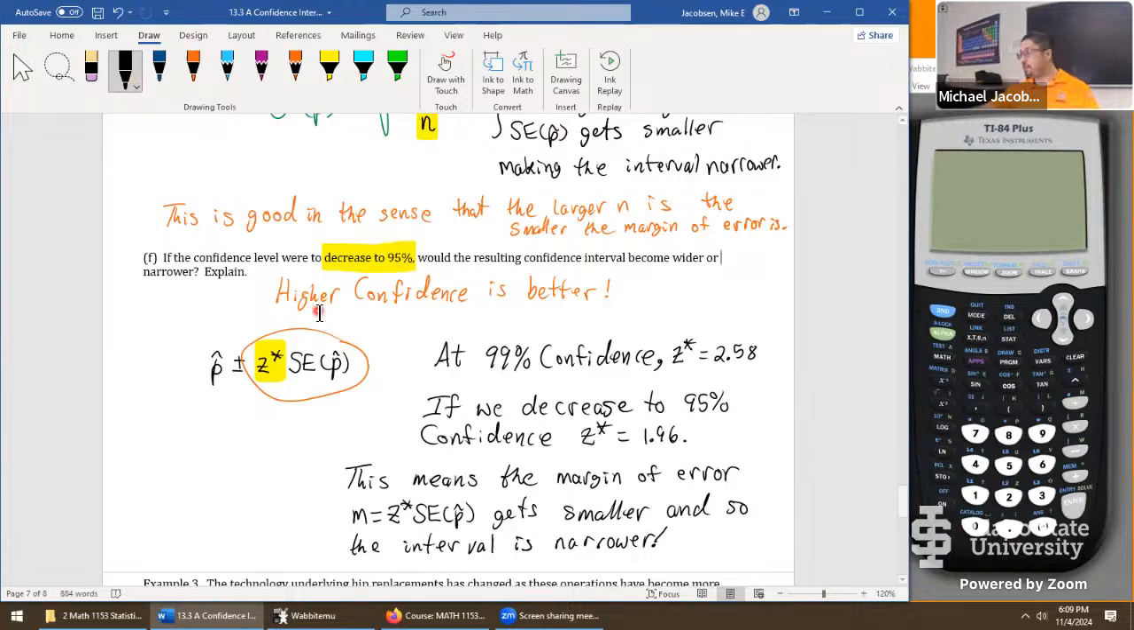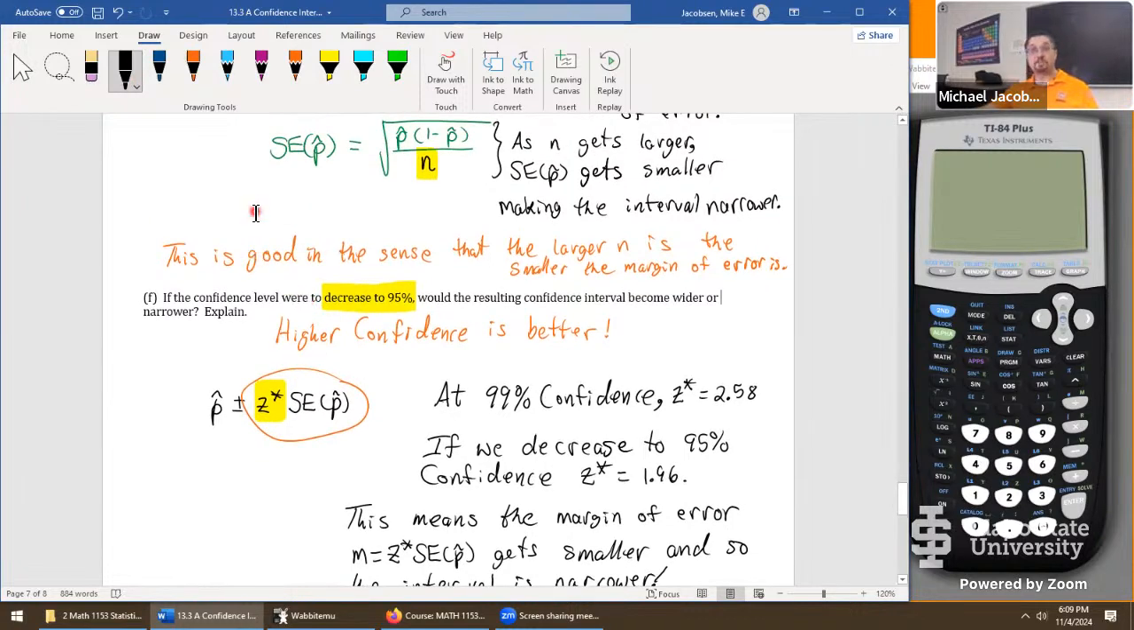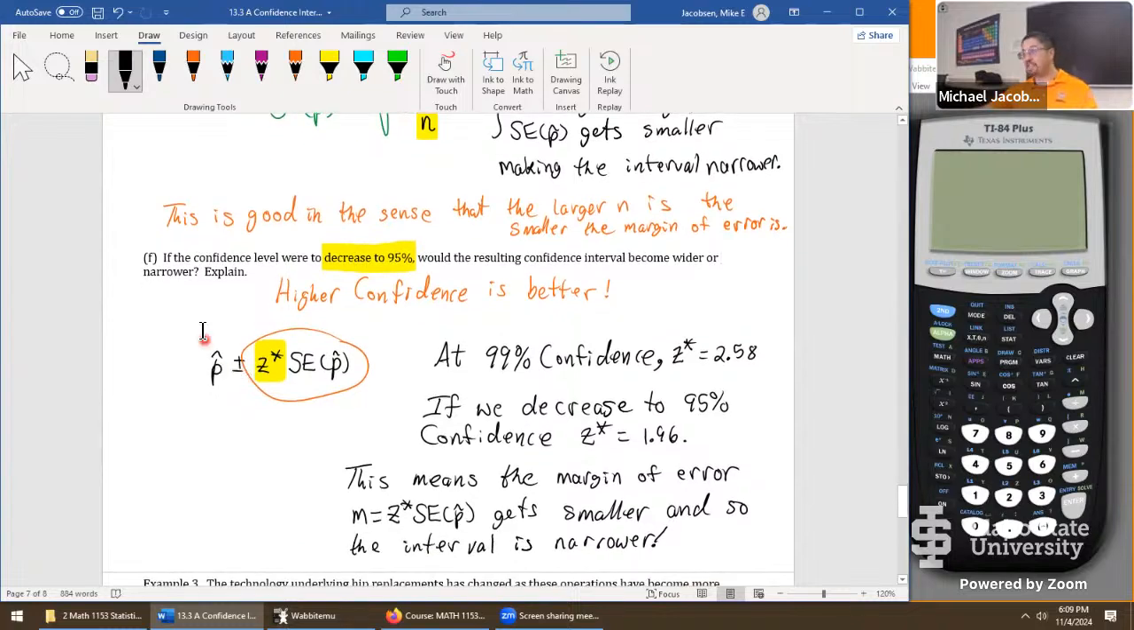Okay, well, to paraphrase everything, larger sample sizes go the way we would want. It narrows the interval, and that's what we want. We get a more precise estimate in every sense of the way. But part F is where things get ugly.